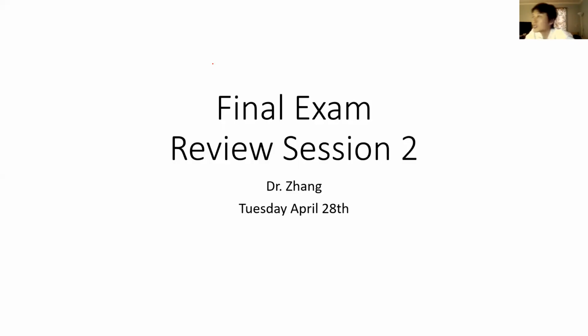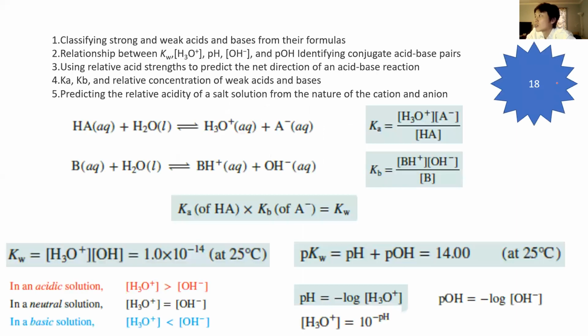Right, so today we're going to continue reviewing the remaining chapters. So chapter 18, we talk about acid base. Right? So mainly weak acid base, because strong acid base, they completely dissociate, right? So there's nothing much we need to worry about. But for weak acid and weak base, because they partially dissociate, right? So the math becomes more complicated.